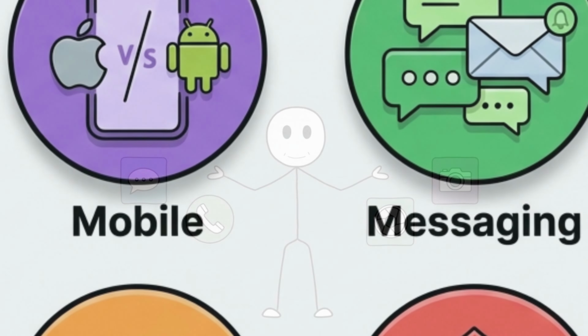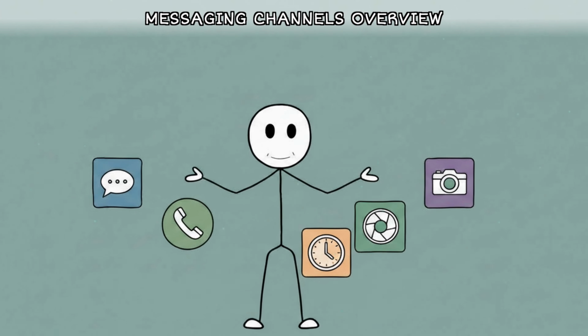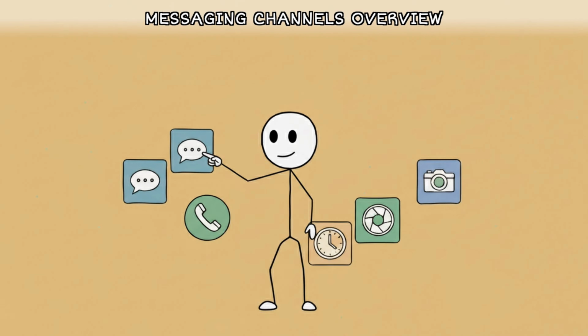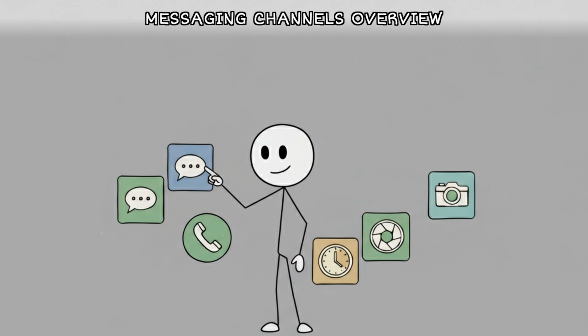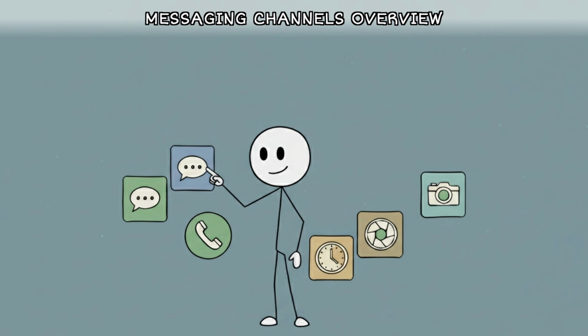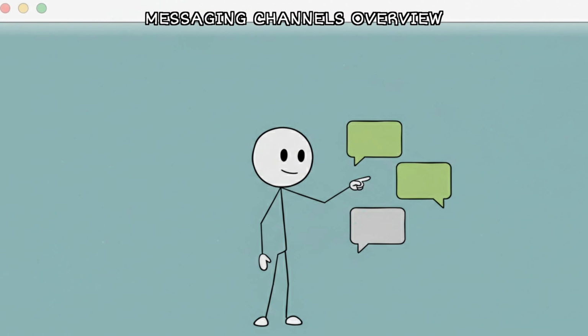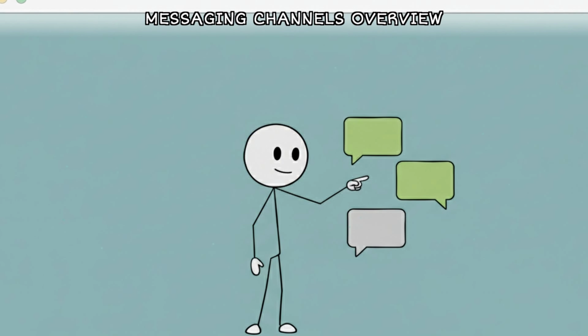Messaging channels. Overview. Now let's talk about the real power of OpenClaw. Over 11 messaging platforms supported. Let me list them: WhatsApp, Telegram, Discord, Slack, Signal, iMessage, Microsoft Teams, Google Chat, Matrix, Blue Bubbles, Web Chat. That's 11 platforms where your AI can exist simultaneously.